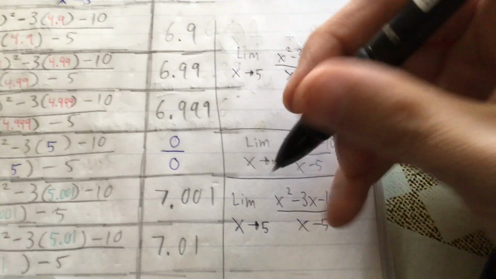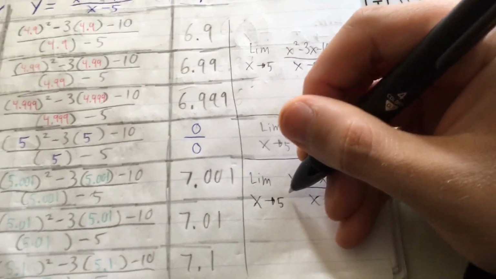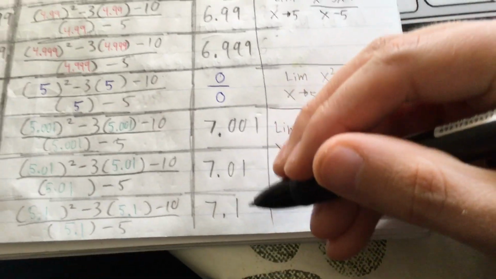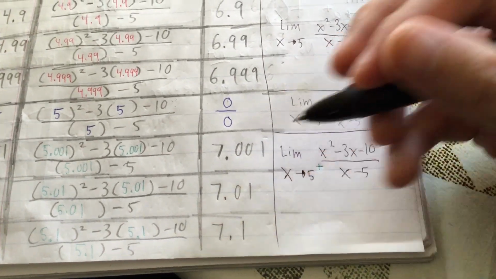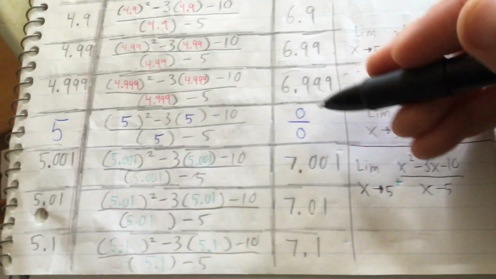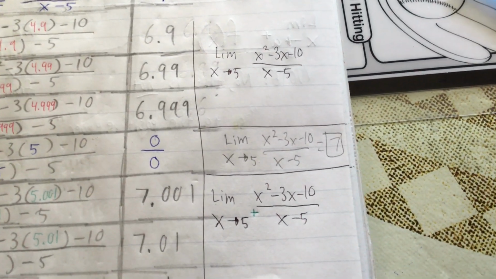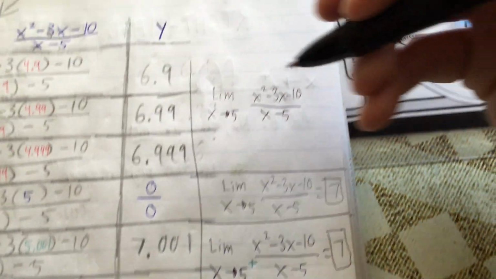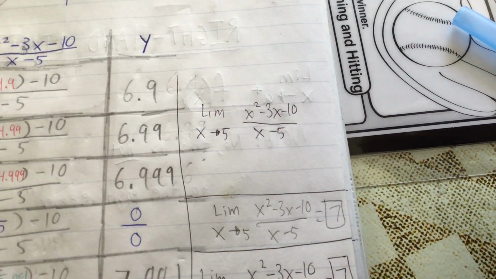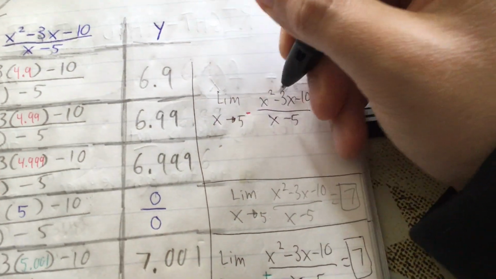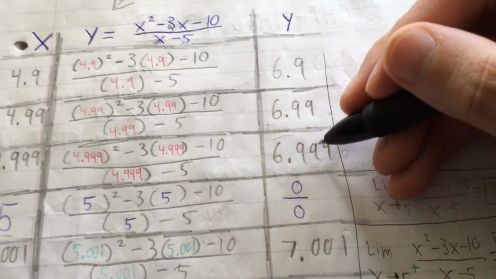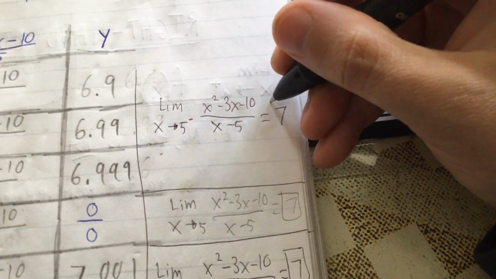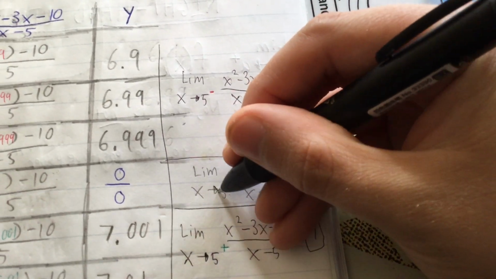So we're going to take the limit as x approaches 5 from the right side, and notice we get closer and closer and closer to y equals 7, even though this direct substitution doesn't work. We get y equals 7. And over here, as we take the limit as x approaches 5 from the left side for this function, we get closer and closer and closer to y equals 7 as well. So therefore, the limit as x approaches 5 from the left and right equals 7.